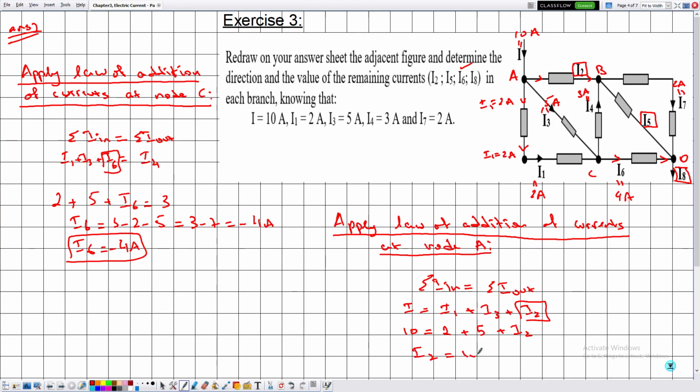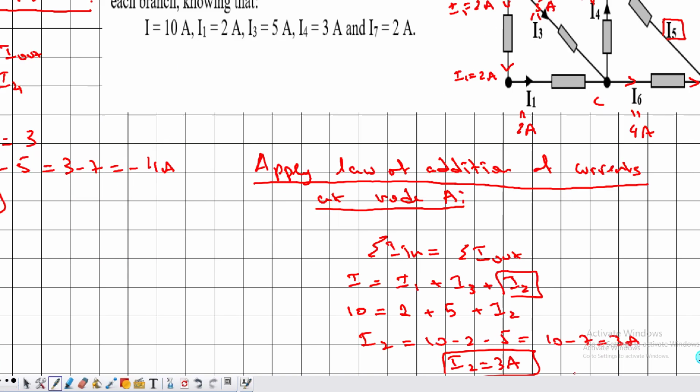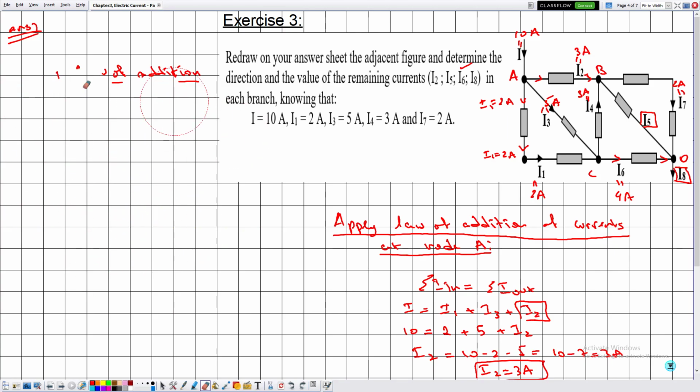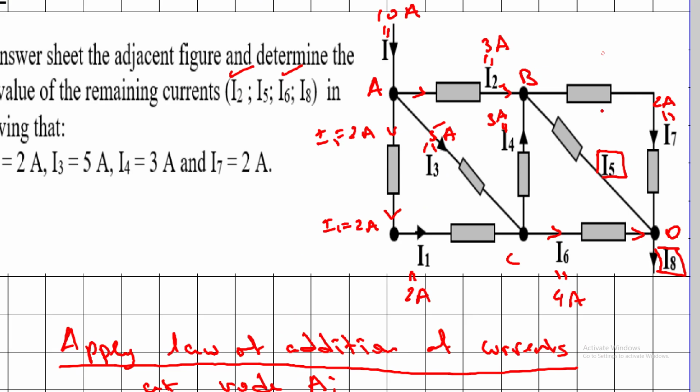So I2 is equal to 10 minus 2 minus 5, which is equal to 10 minus 7, which is equal to 3 amperes. So I2 is equal to 3 amperes. Notice that this value is positive, which means that my choice initially is correct. And now we are left with the currents I5 and I8.